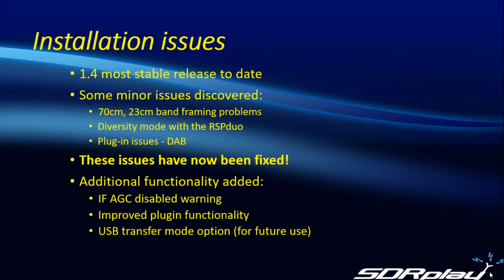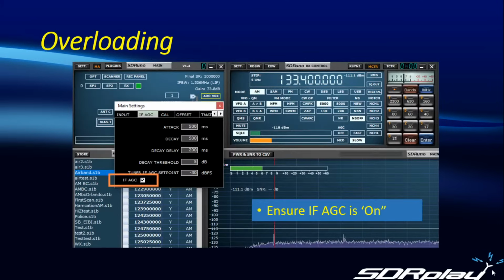and there is now a USB transfer mode option, which we're not going to cover in detail here today. But if you saw the other video that Andy recently released about running an RSP remotely on a Raspberry Pi, and then using the full version of SDR Uno to control it over your local network, that is where that USB transfer mode option comes in useful. So let's have a quick look at the most common issues and how to fix them, just in case they were the ones affecting you.